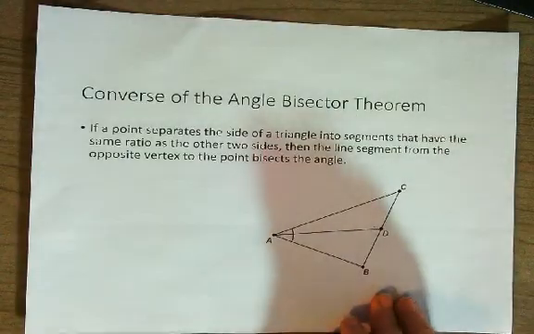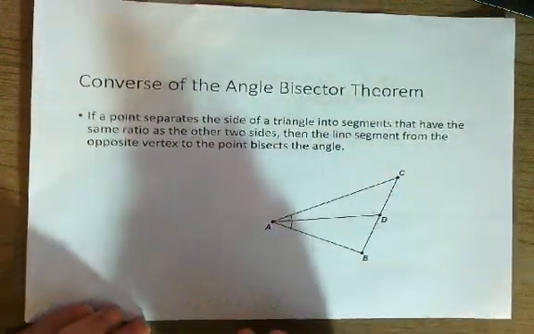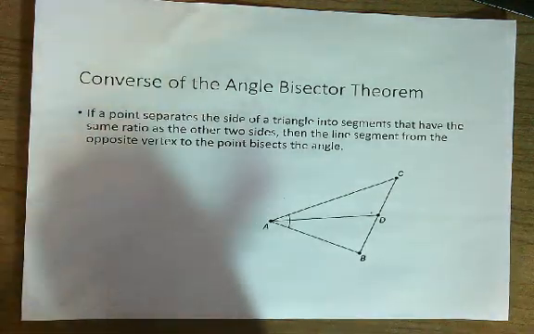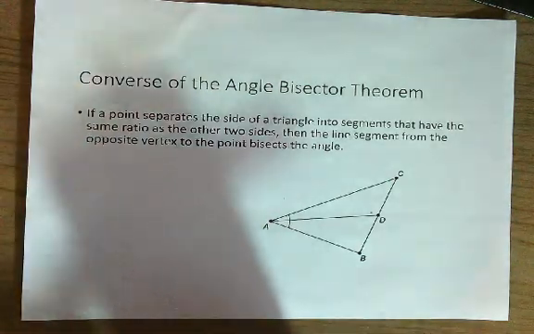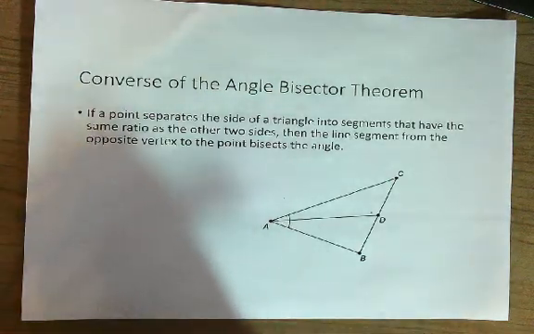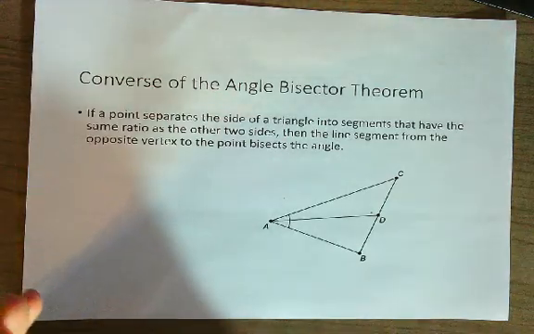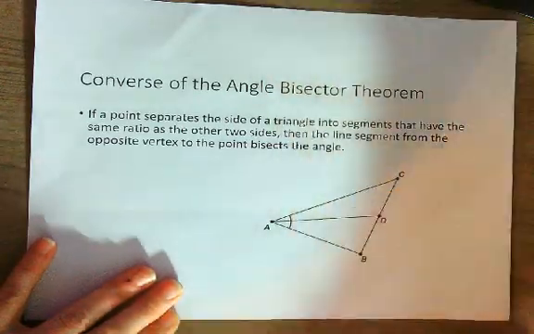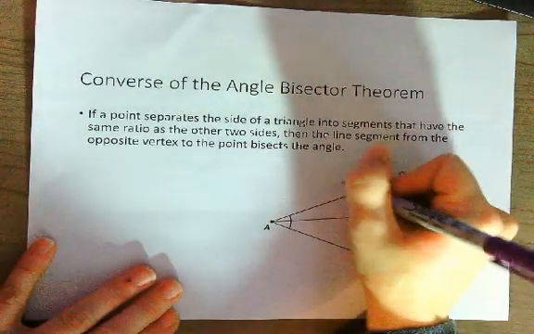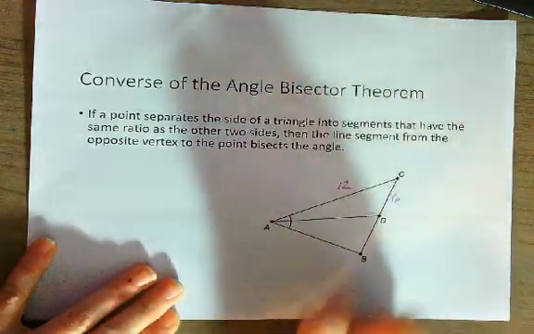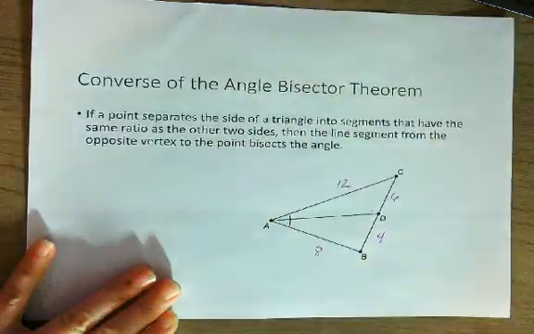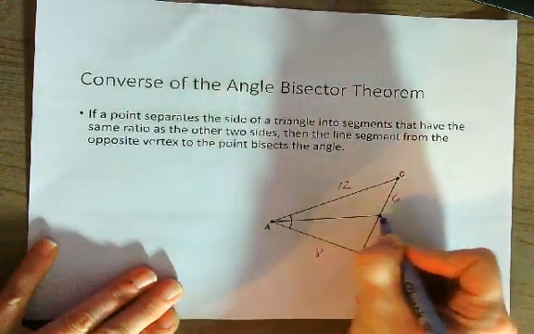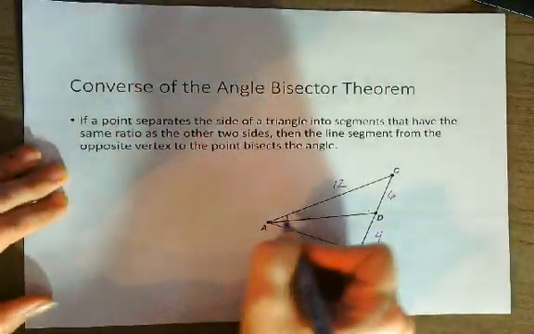Now, the converse to the angle bisector theorem states that if a point separates the side of a triangle into segments that have the same ratio as the other two sides, then the line segment from the opposite vertex to the point bisects the angle. This time what they're telling you is that since these are going to be the same ratio, so again, say 12 and 6 and 8 and 4, because they have the same ratio, then AD is bisecting angle A.